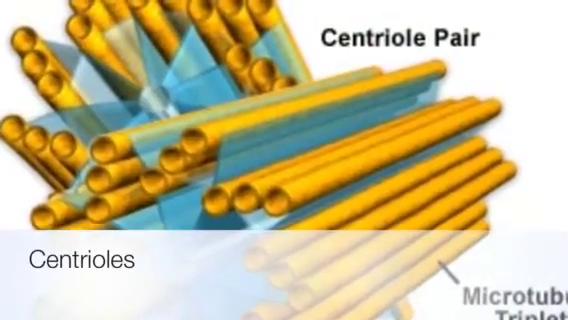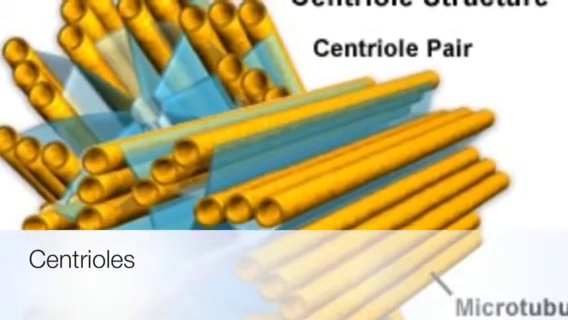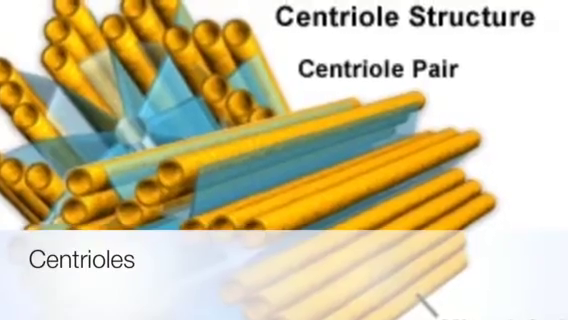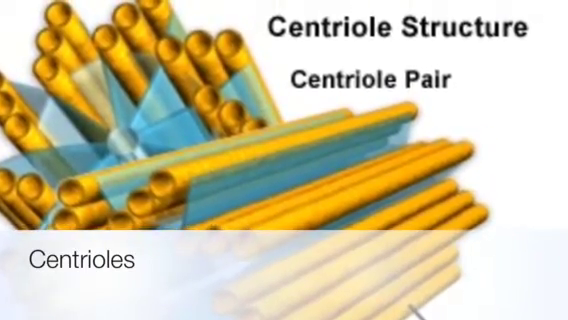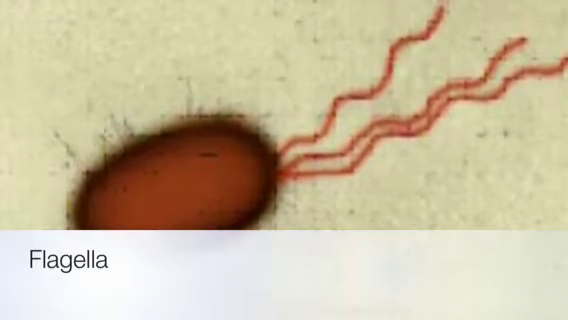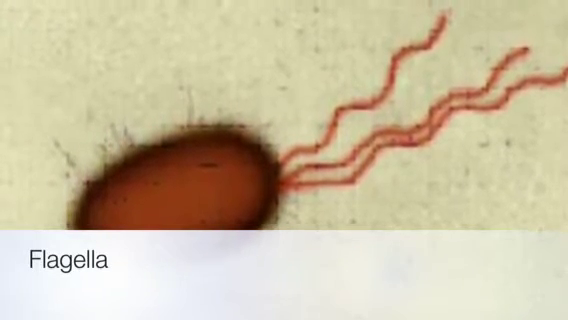Centrioles. Centrioles are a cell organelle which are located in animal cells. They are made of 9 sets of microtubules. The centrioles are perpendicular to each other. Flagella. Flagella are long, slender, whip-like extensions of certain cells used mainly for movement. These are found mostly on bacteria cells.